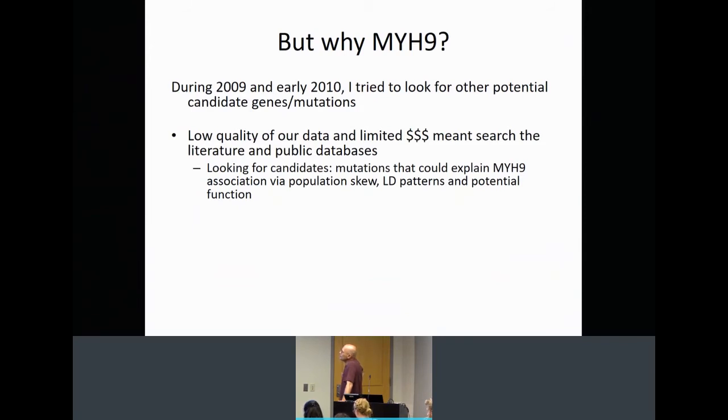But we didn't have good data. We didn't have a lot of money. And so the point was, let's look in the public databases. Let's look in the literature and find things that we think might be interesting. Then we can invest money in genotyping them on the case control data and examining them further. So, for example, other mutations outside MYH9 that could conceivably explain the association within MYH9, given, for example, LD patterns.